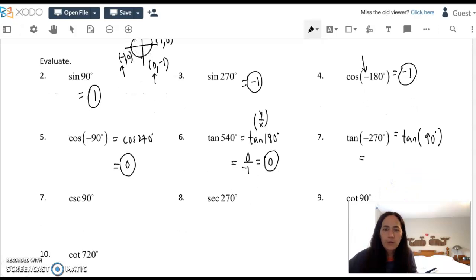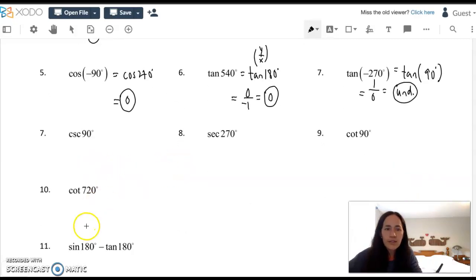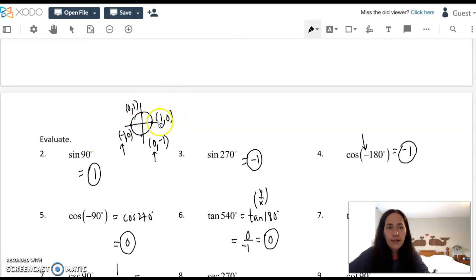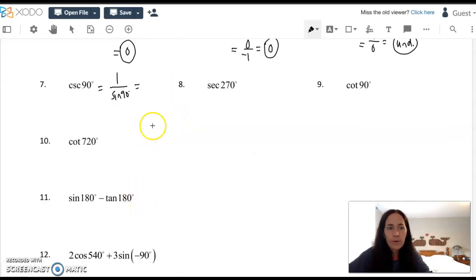Okay. Next row, we're just taking these row by row. See if you could try 7 through 11. Try those on your own, tune back in. Cosecant of 90 degrees. That's like saying 1 over the sine of 90 degrees. I'm going to go to 90 and flip the y value. So go up to 90, the y value is 1, reciprocal of 1 is going to be 1.